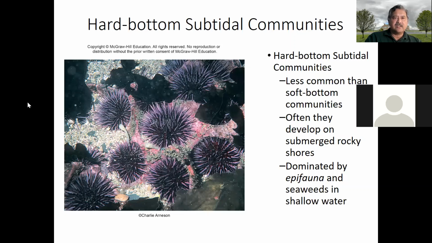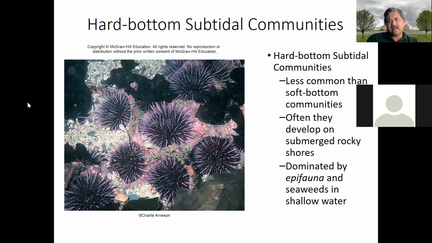All right, hard body or hard bottom subtidal communities. We looked at soft bottom ones, but the hard bottom ones have a rocky bottom instead of a sandy bottom. And so this looks like Strongylocentrotus purpuratus, which is the purple sea urchin.